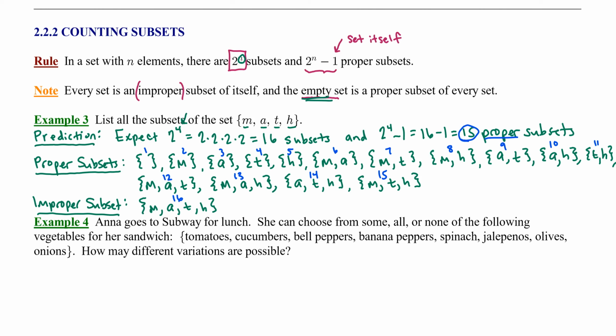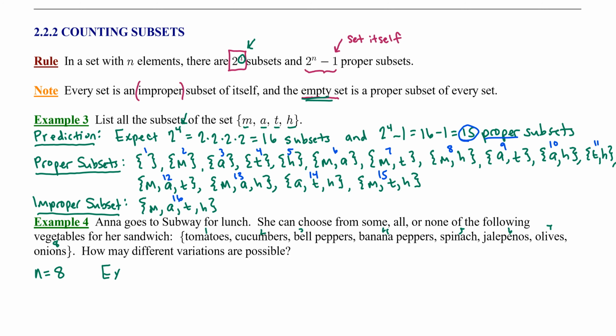Well, Anna could go in and decide that she doesn't want any of those vegetables, right? She could say, I want the empty set, no vegetables at all. Or she could decide to get one vegetable, or maybe two, or maybe all of the above. So the question we're trying to answer here is, how many subsets can we form of this particular set? So let's figure out how many elements are in this set. We have 1, 2, 3, 4, 5, 6, 7, 8. We have 8 elements. So N from our formula is 8.